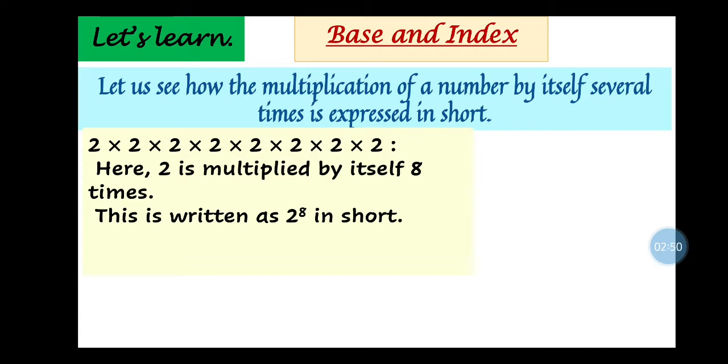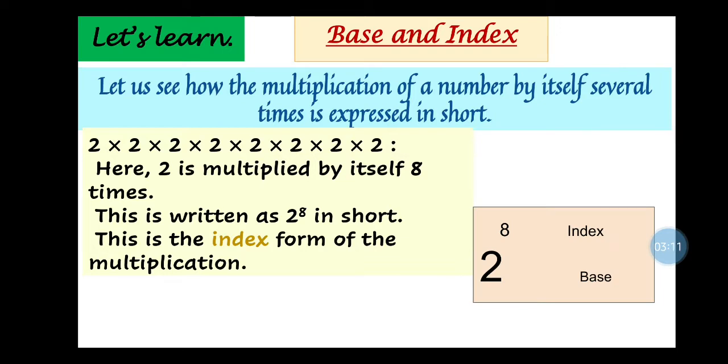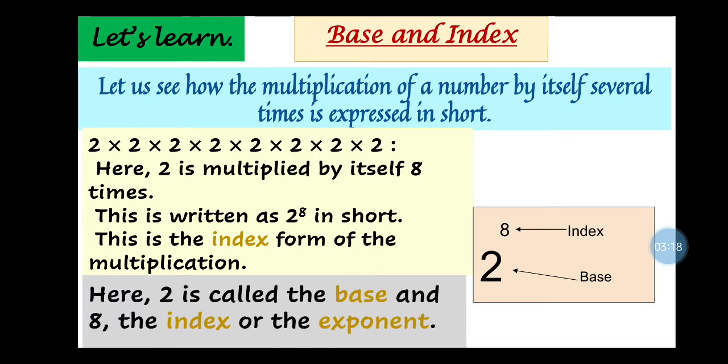The first line, that is 2 into 2 into 2, is the multiplication form or the expansion form of 2 raised to 8. Now this 2 raised to 8 is called the index form, and 2 into 2 is called the multiplication form. Here 2 is called the base and 8 is the index or exponent or power.